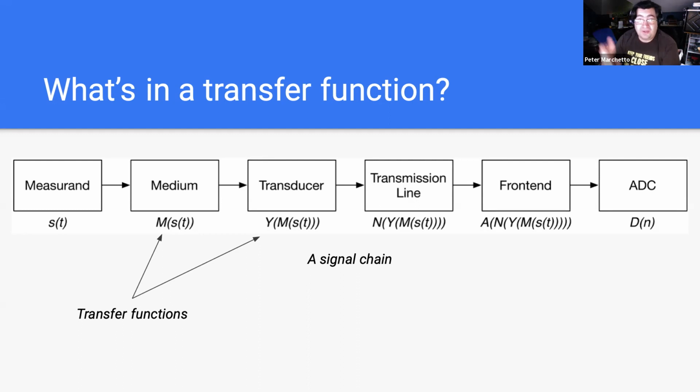And finally, we have the front end. In our case, we have almost no front end. We just have a voltage divider. And technically speaking, the voltage divider has a nonlinear relationship with temperature, but it's small enough that we can model it as being temperature is directly proportional to voltage. Finally, that goes into the analog to digital converter.